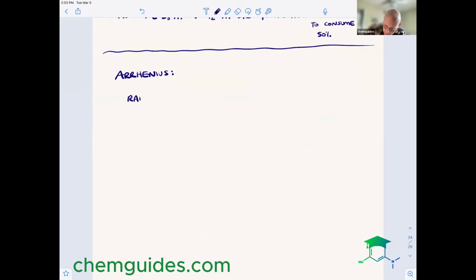So rate constant, little k, takes into account every aspect that affects the reaction rate, except for what?